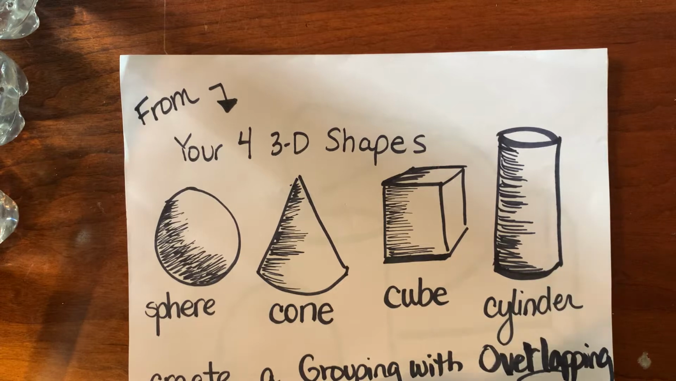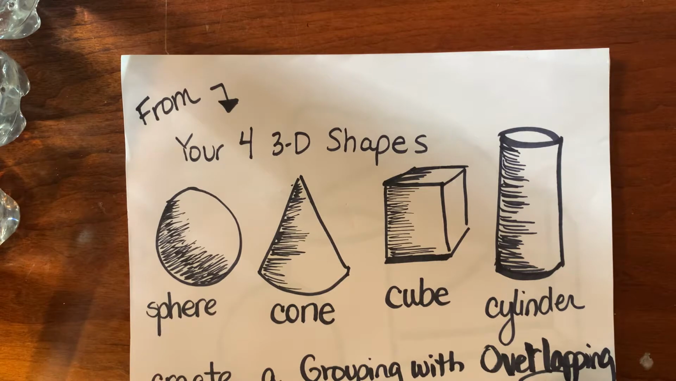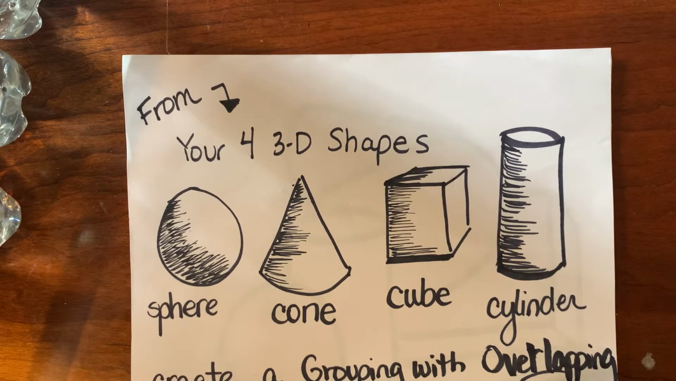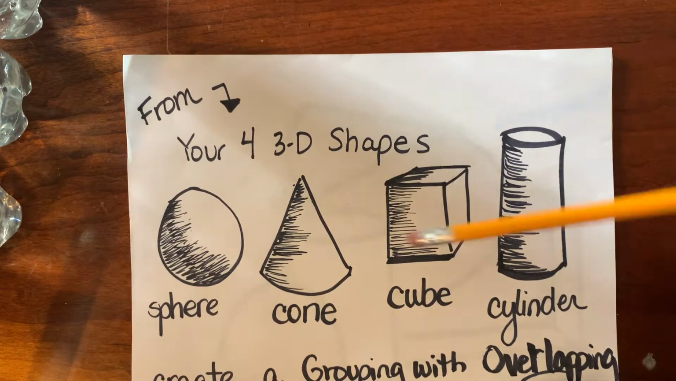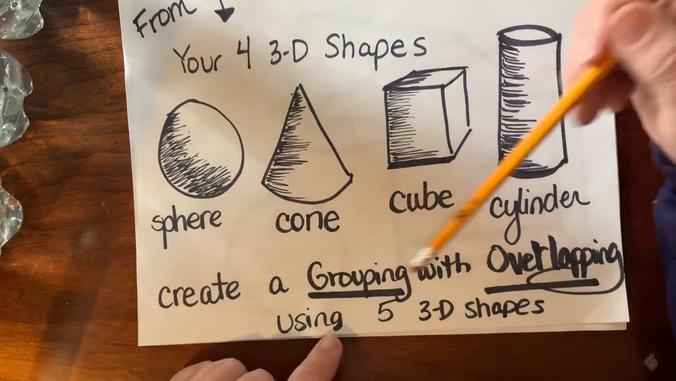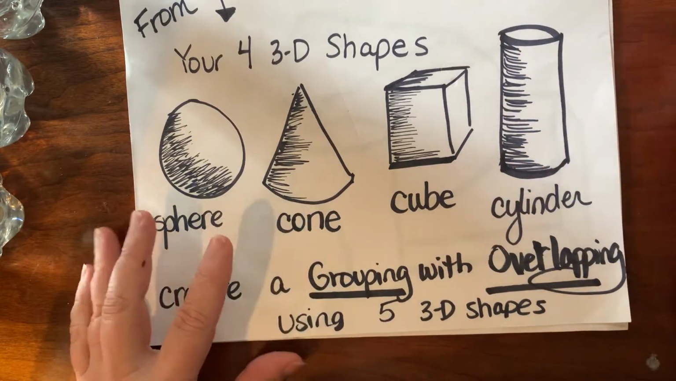So we're going to take the shapes that you did last week and we're going to do this basic shape grouping, as it's called. That's going to be for you to try. You're going to use the shapes that you worked with last week: the sphere, the cone, the cube, and the cylinder. And you're going to create a grouping with overlapping, using 5 3D shapes.